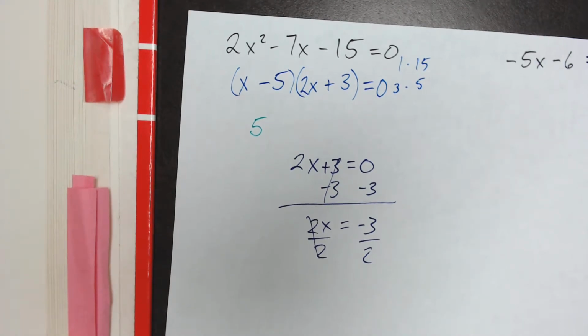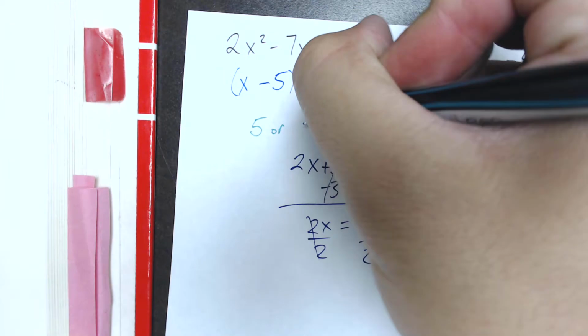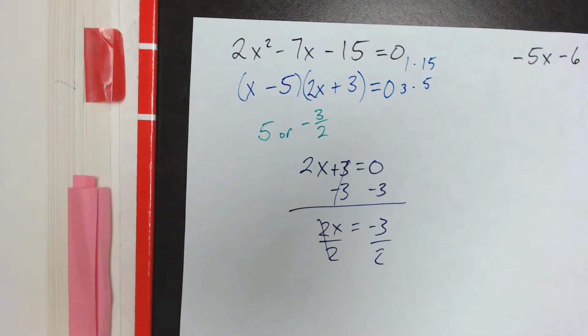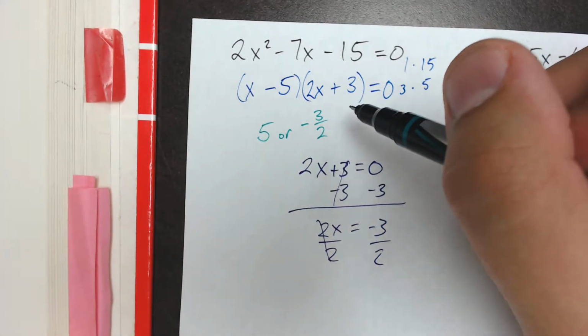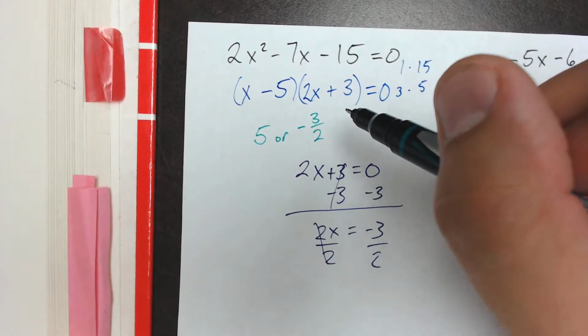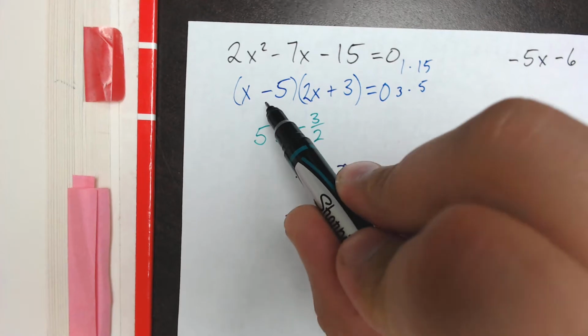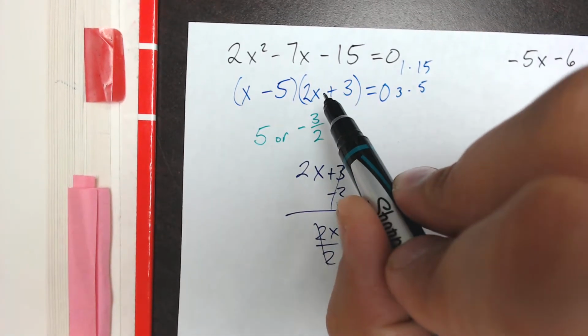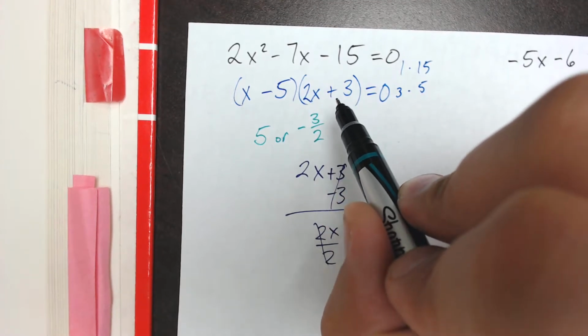So my options are 5 or negative 3 halves. Now, the other option that is also very quick, and this is a great way to solve these quickly, just remember, normally since we would just look at this number, we'd use the opposite of this number, right? So if that 2 wasn't there, we would just have -3, right?